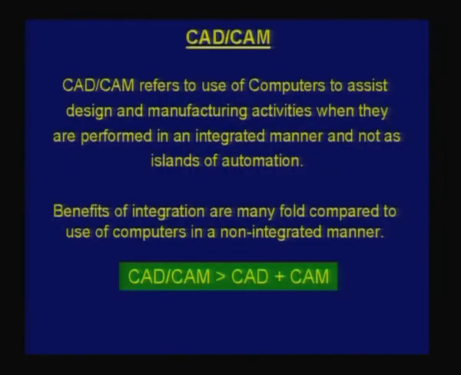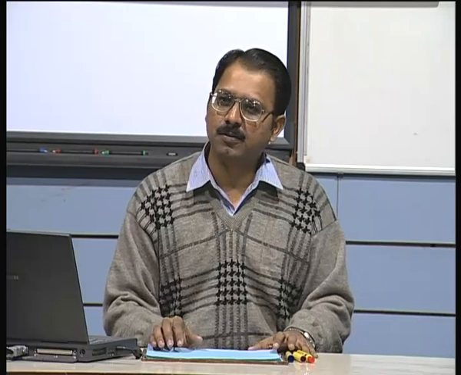And it is also true that the benefits of CAD CAM would be much more when you do it in a much integrated manner. Okay. There are organizations who use computers only for the design process, then there are organizations who use them only for manufacturing processes, then organizations who use them separately, and a class of organizations who actually look at it from the integrated point of view. So, by the word CAD CAM one usually refers to this particular thing.